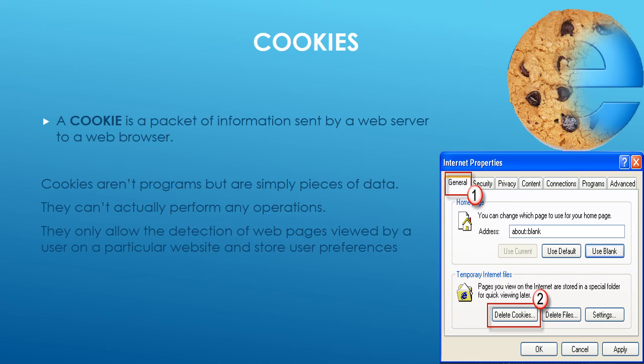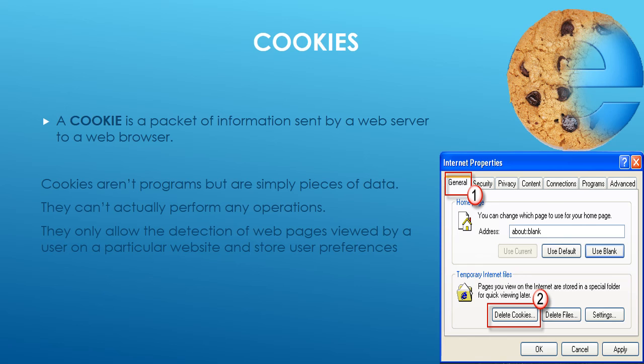Cookies aren't programs but are simply pieces of data. They can't actually perform any operations. They only allow the detection of web pages viewed by a user on a particular website and store user preferences. So basically, the information gathered by cookies forms an anonymous user profile and doesn't contain any personal information such as credit card numbers or passwords. Because of the information they do collect, however, they are subject to privacy and security concerns.